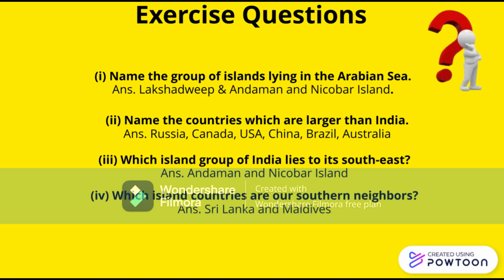Name the countries which are larger than India. Russia, Canada, USA, China, Brazil, and Australia. Which group of islands lie southeast to India? Andaman and Nicobar Islands. Which island countries are our southern neighbors? Sri Lanka and Maldives.